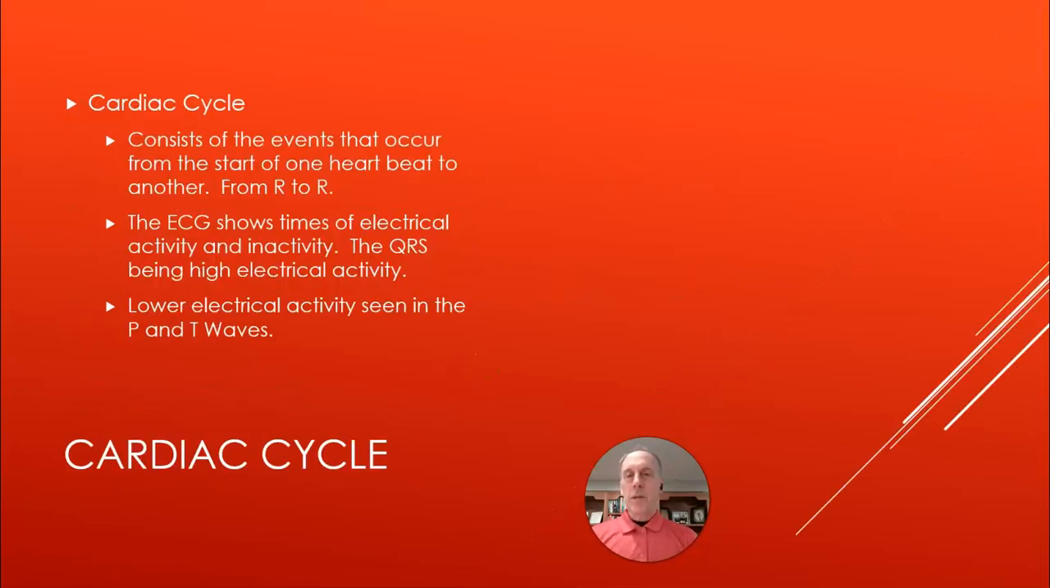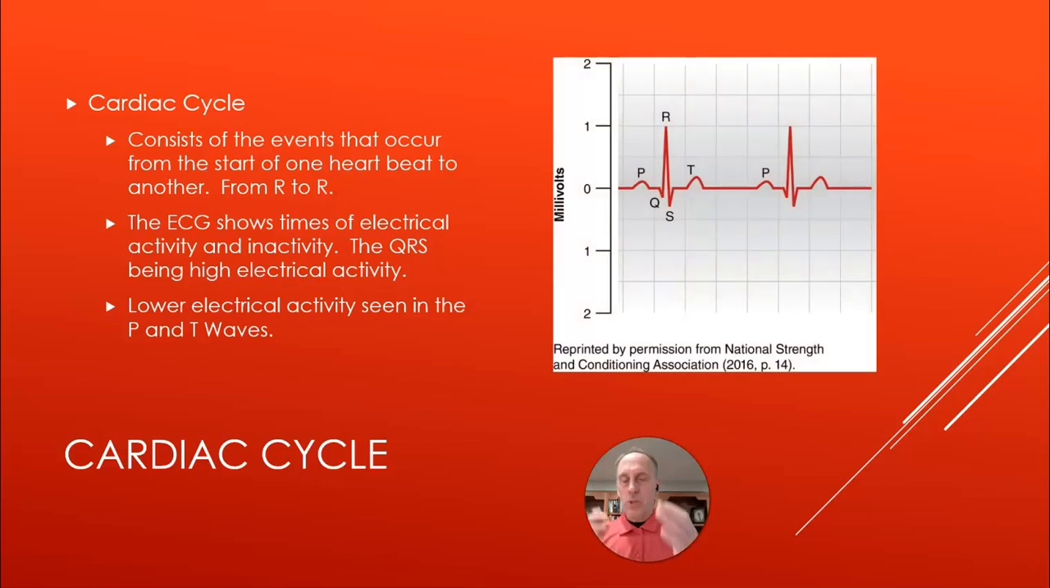So the cardiac cycle consists of the events that occur from the start of one heartbeat to another. This can be evaluated from R to R, or from the P to the P. But one concise representation of a heartbeat would be from the P, the QRS complex, to the T. No electrical activity, P, QRS, T. So this represents one total heartbeat.